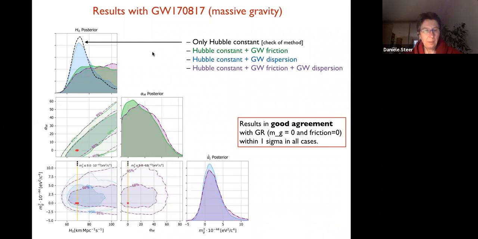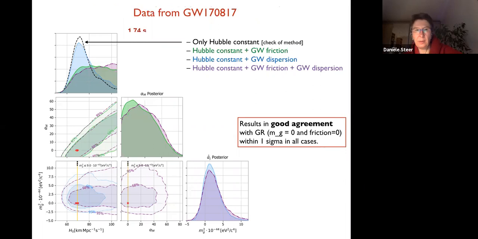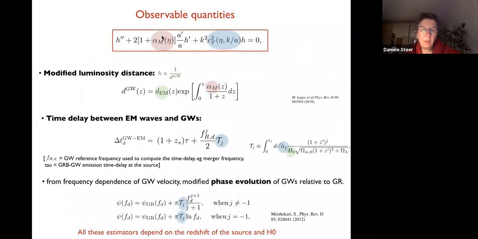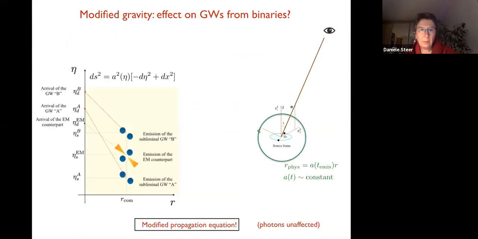So I was trying to basically give you an idea of how, as soon as you modify gravity and you add friction or you add modified speeds, the constraints that you can put on those from observations. And I guess that's all I wanted to say about modified gravity.